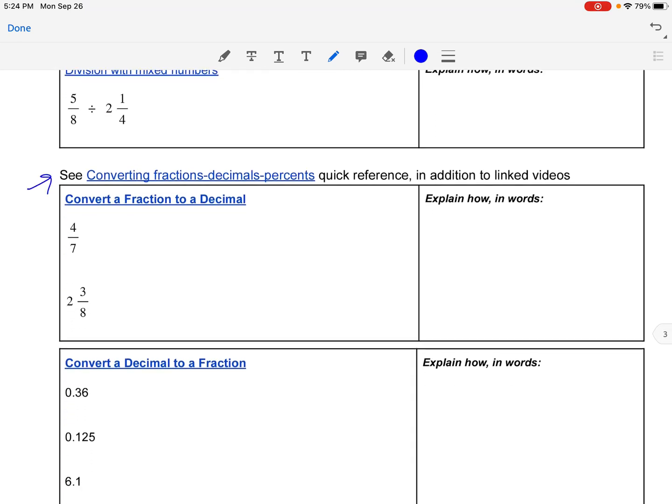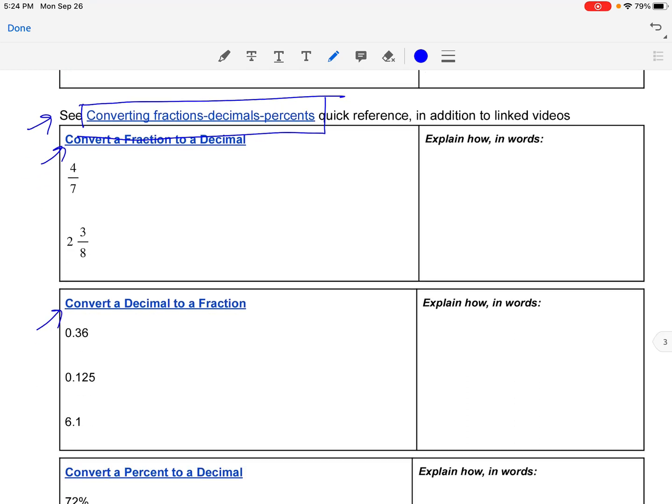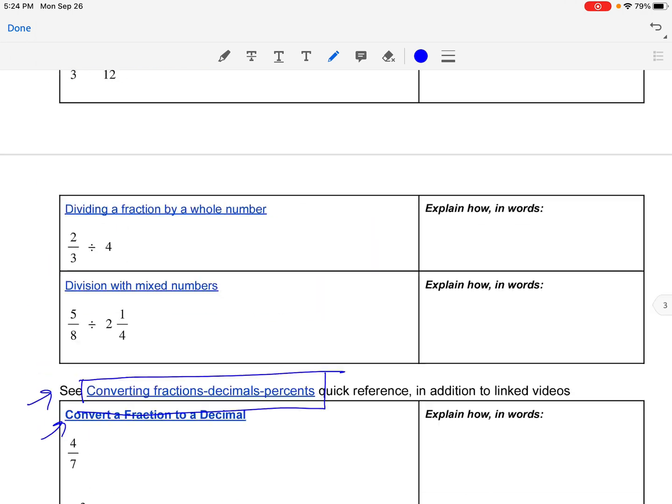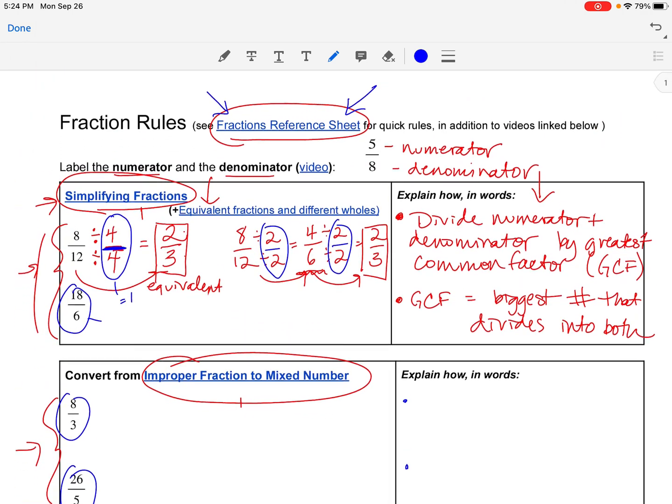And on page 3, we get a part that is converting fractions to decimals and percents. So here we have a new reference sheet for quick reference, and then we still have individual videos for each one. Okay.